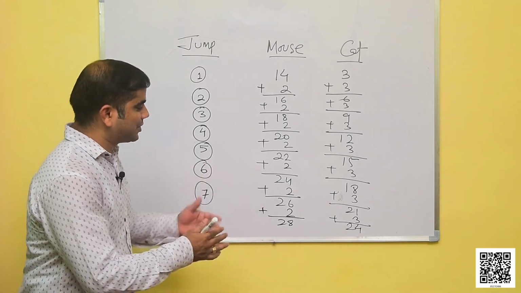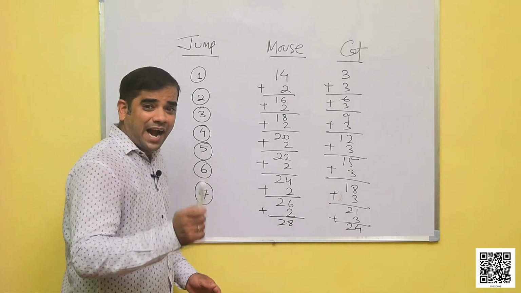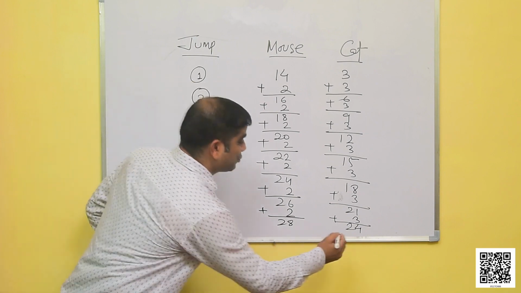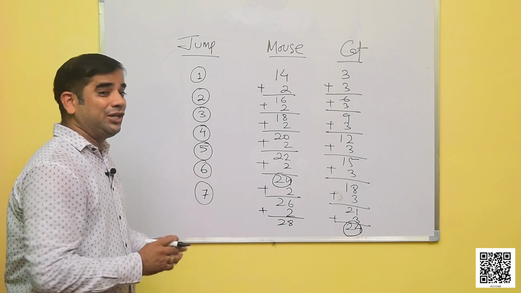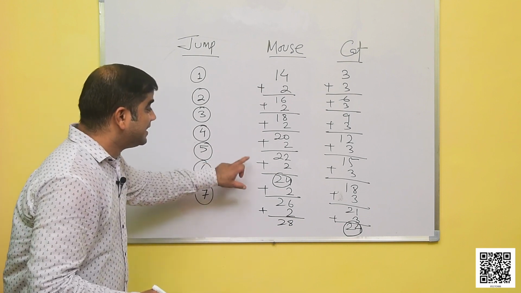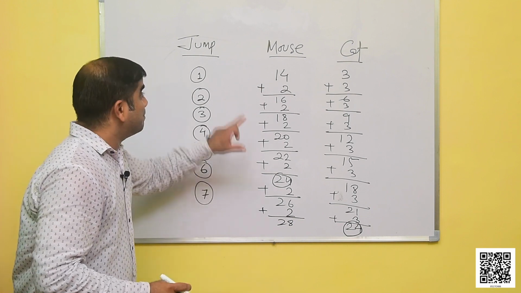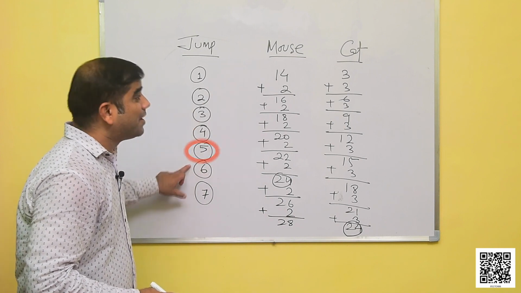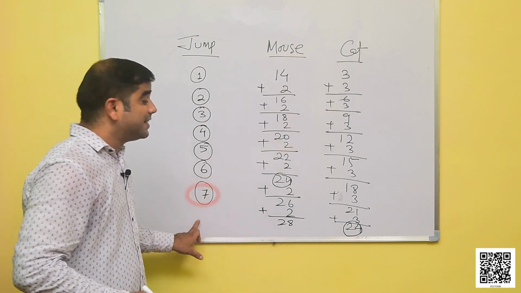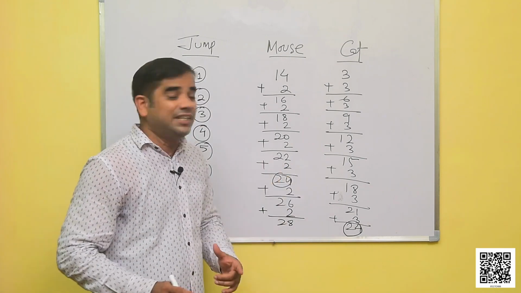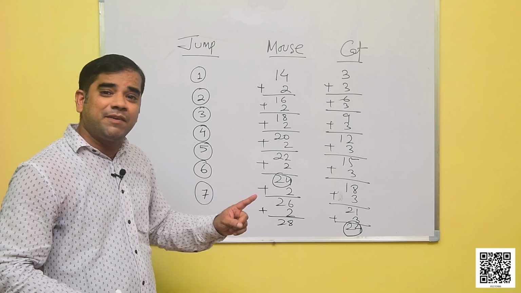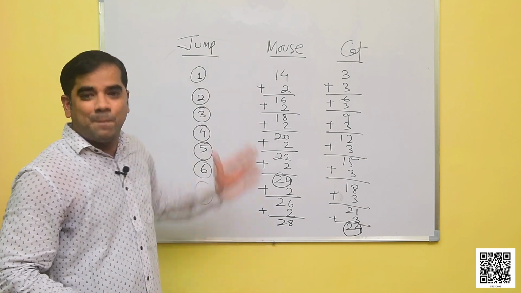But one thing is for sure, that both of them, the cat and the mouse, come to the 24th step. But you need to remember that at this 24th step, the mouse comes at its 5th jump when the cat comes at its 7th jump. So they will not be able to meet each other. That's why the cat will never be able to catch the mouse.